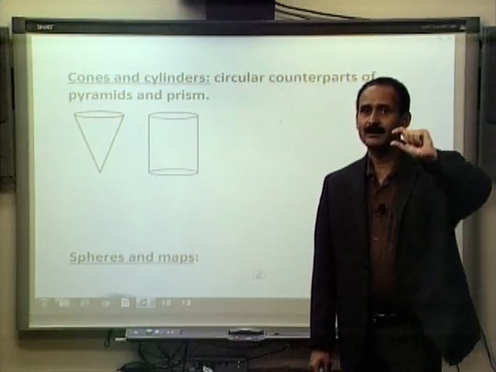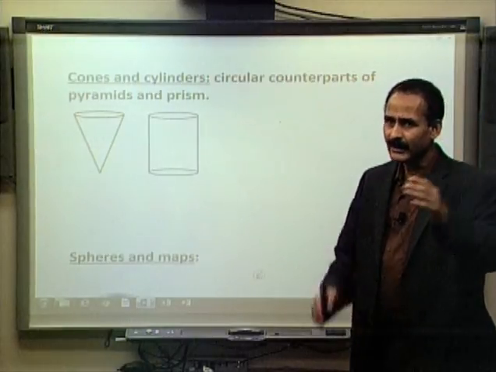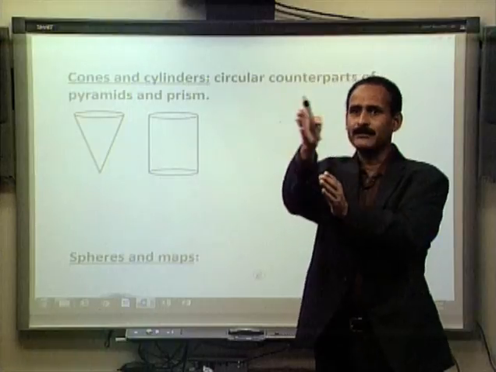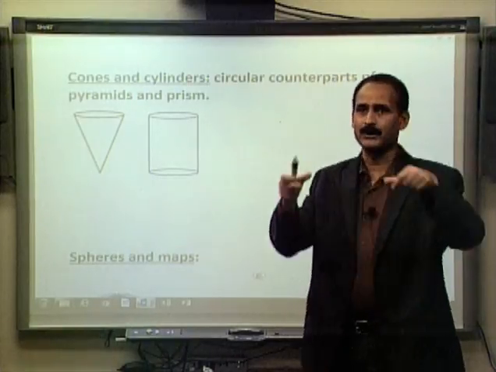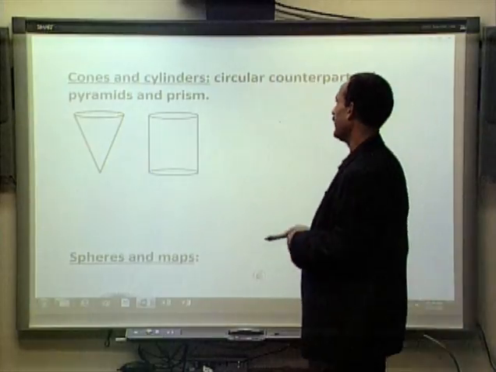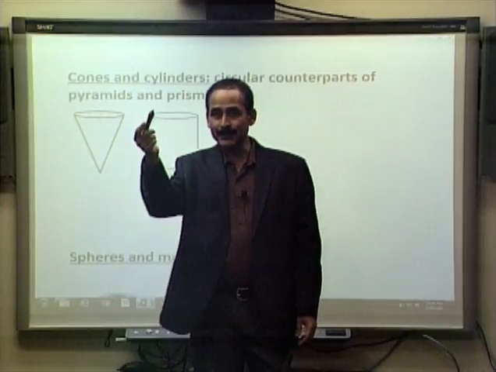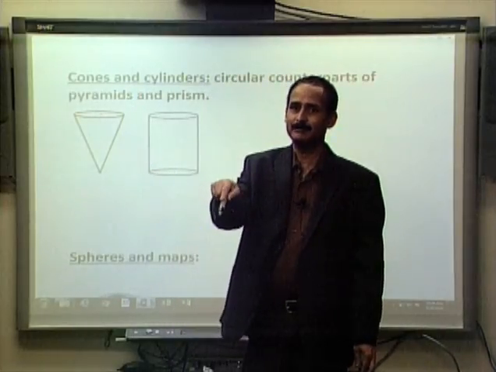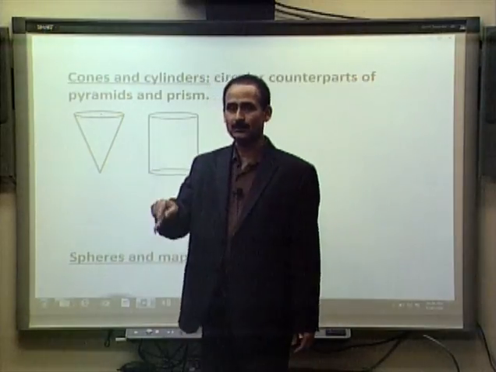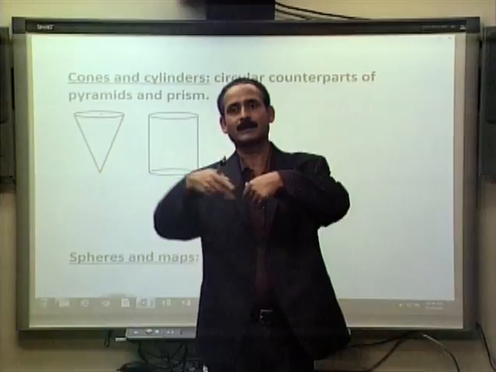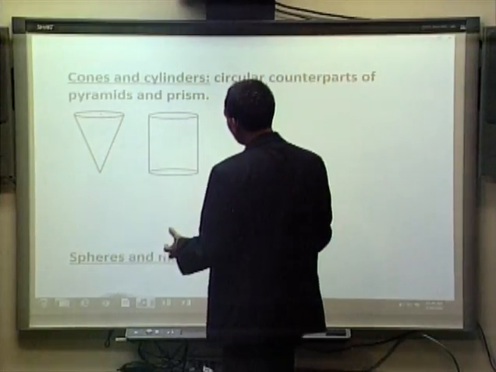A cone looks almost exactly the same as a pyramid, except the lateral surface is not a polygon. It's a curved surface. And the base of a cone is circular. In the case of a pyramid, the base could be any polygon and the lateral sides are triangles, but in the case of a cone, the base is circular and the lateral side is curved. It's not a polygon. The same thing with the cylinder.